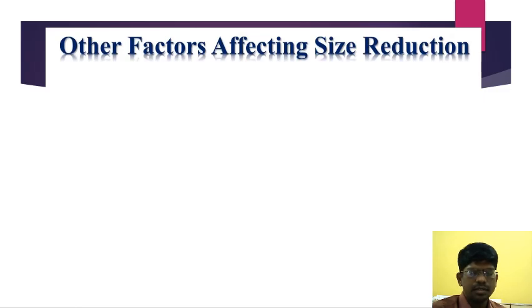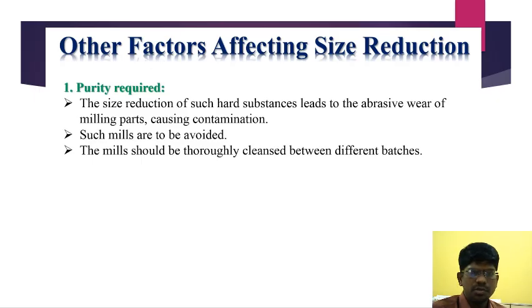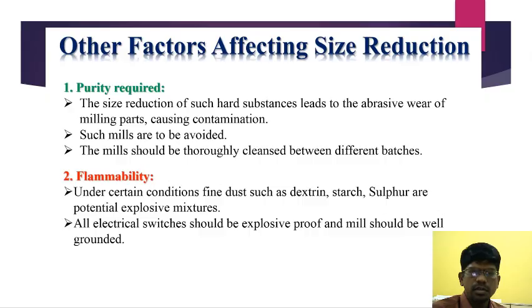And other factors affecting size reduction: purity, that is, how much purity will be required. Some substances, whenever they are exposed to various mills, might cause some contamination. So if you are expecting good purity, it is suggested to go with a fluid energy mill. All these kinds of factors affect size reduction. And related to flammability, some substances may be flammable in nature. Related to the governing laws and the other mechanisms of size reduction, we will discuss in the next class. Thank you.